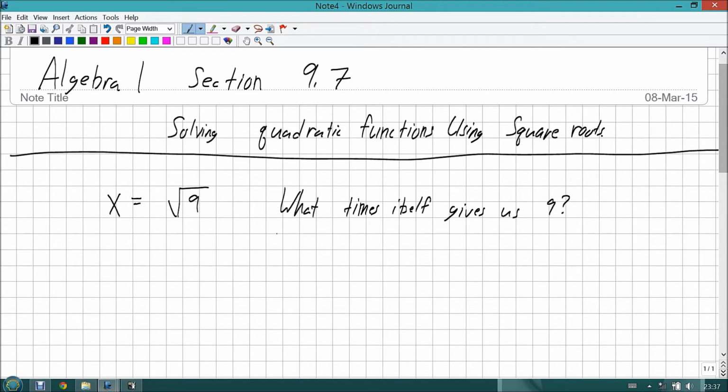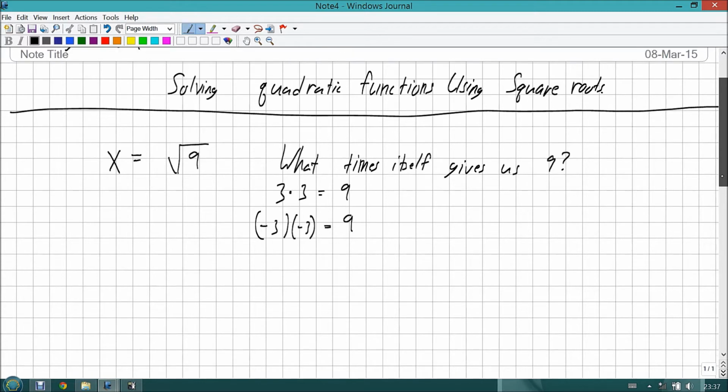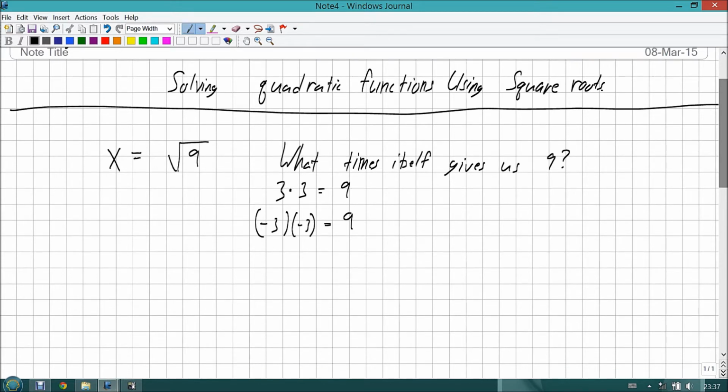And I know a bunch of you are shouting out, Mr. O'Neill, it's 3! It's 3! And I tend to agree with you, because 3 times 3 does give me 9. But what about negative 3? Negative 3 times negative 3 is a negative times a negative, which gives us a positive, and that is also 9. So when we take the square root of something, we actually get two answers. We get the positive version and the negative version.